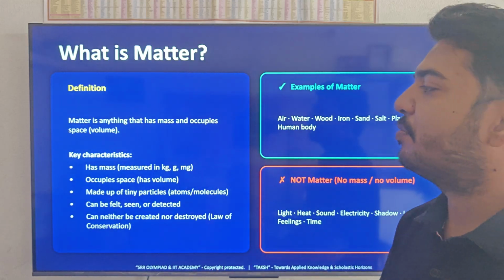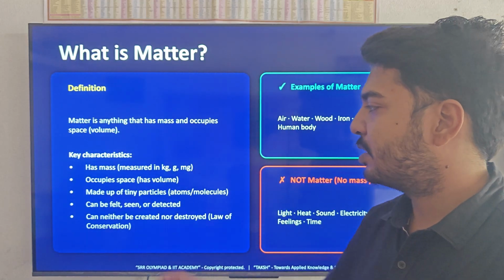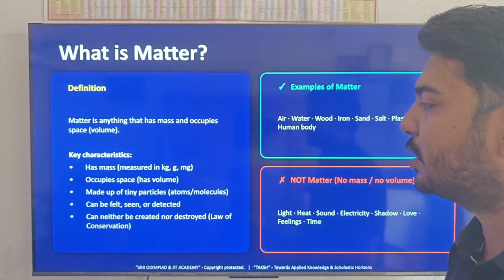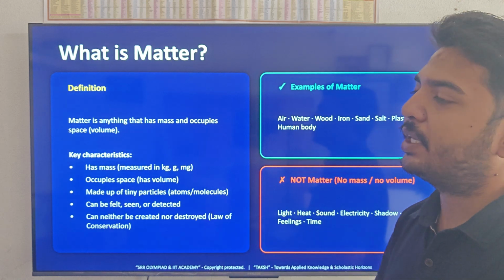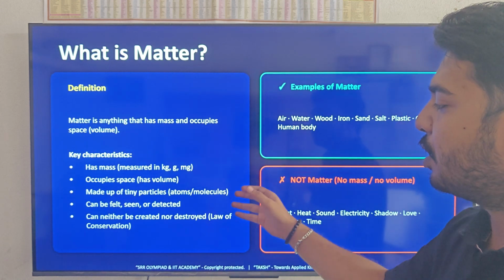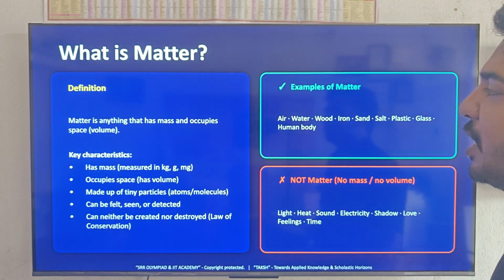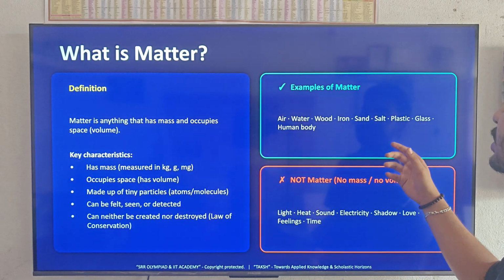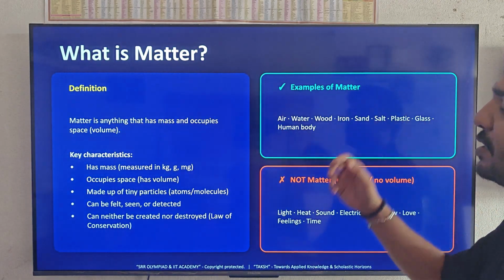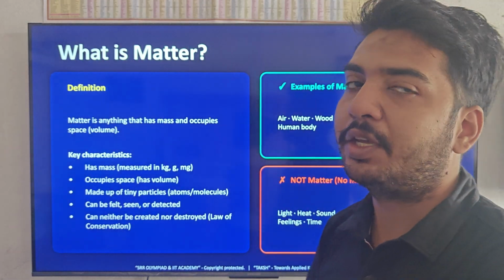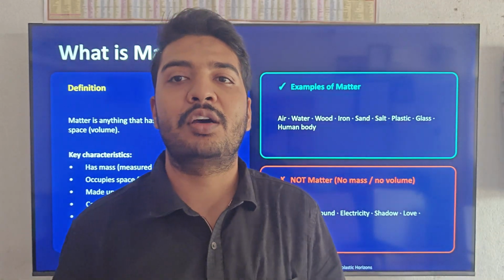The key characteristics of matter include mass, space, and also tiny particles. It can be felt, seen, or detected, and can neither be created nor destroyed. Examples of matter include air, water, wood, iron, sand, salt, plastic, glass, human body. Even we ourselves, the humans, are also a part of matter.